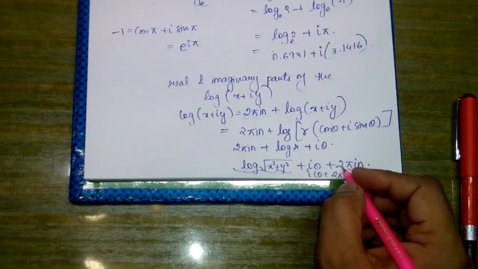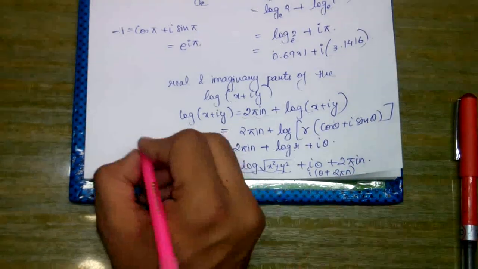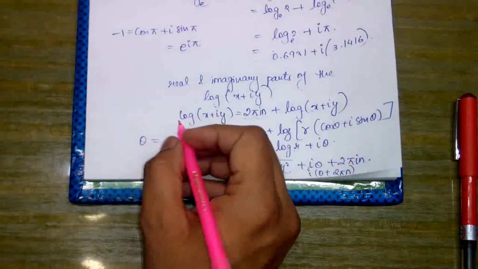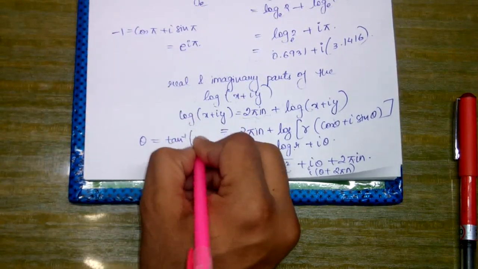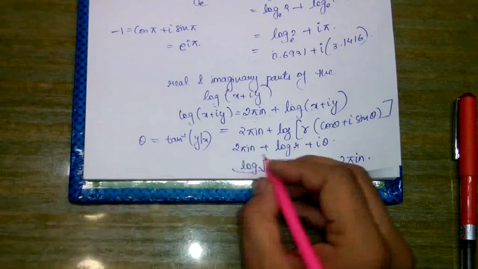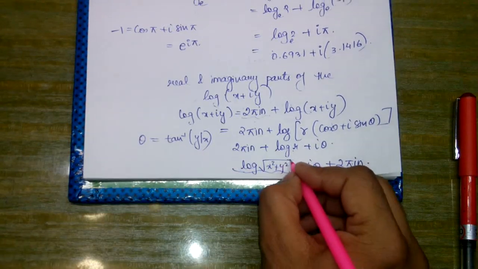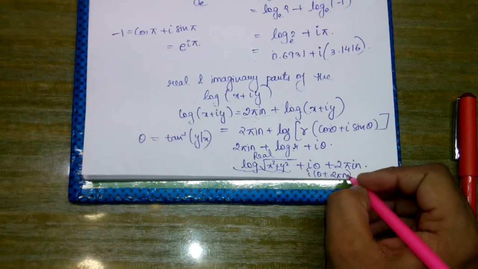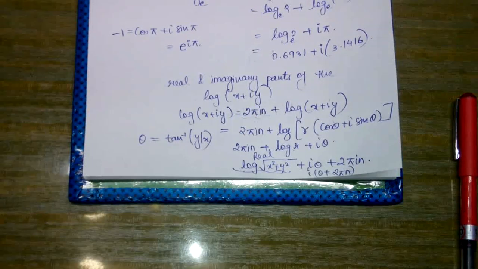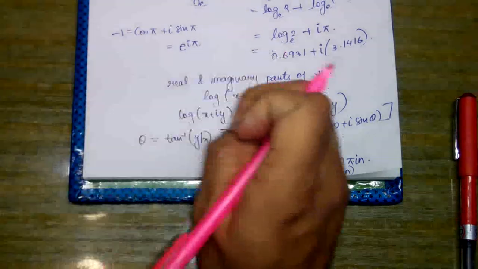This becomes the imaginary part, and theta is nothing but the argument of the complex number, and theta is nothing but tan inverse y upon x. So log of the square root of x square plus y square is the real part, and theta plus 2 pi n is the imaginary part.